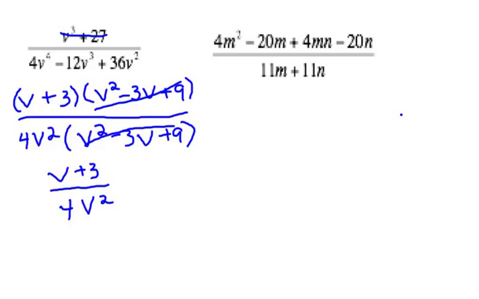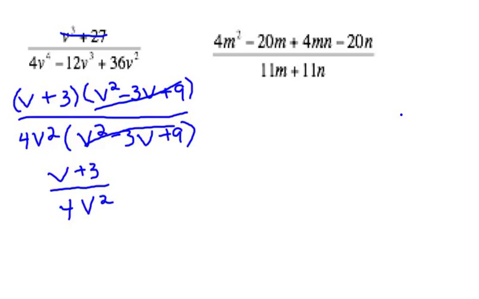And remember, you might be tempted to cancel those v's, but the v down here is a factor next to the 4. The v up here is part of this binomial. It is not a factor, it is a term in the binomial v plus 3, so it cannot be divided out. Okay, move up here.